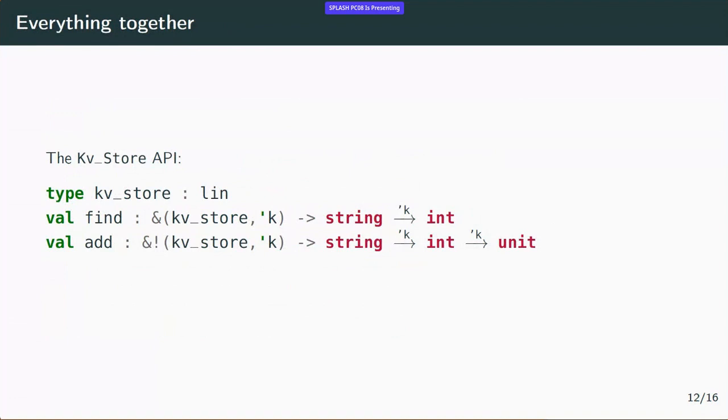Good. So this is everything together. So if you write down the API of the key value store, that's what you would have to declare. Namely, you would say, okay, I have the type for the linear resource, and then my find and add operations, they are essentially, okay, so find takes a shared borrow of kind k, and then it returns a function that sorry, sometimes Skype speaks to me. I don't know why.